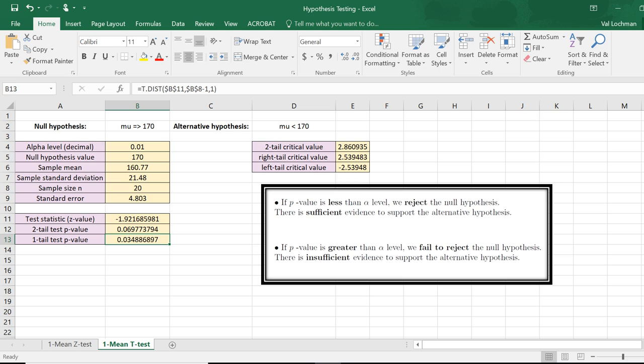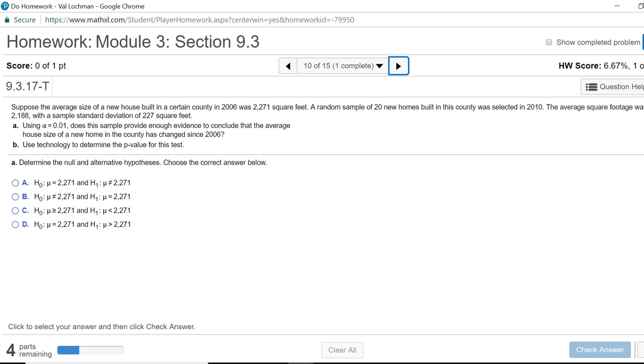Just like with confidence intervals, when sigma was given, we used z-intervals. When sigma was not given, we used t-intervals. Exactly the same idea is going to happen here. So let's take a look at a problem on your homework, and I chose problem 10. This is section 9.3. Problem 10, you will have very similar numbers, probably the same setup. So let's see what we have here.